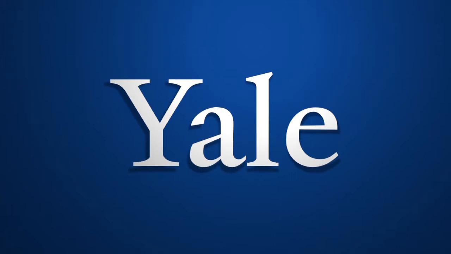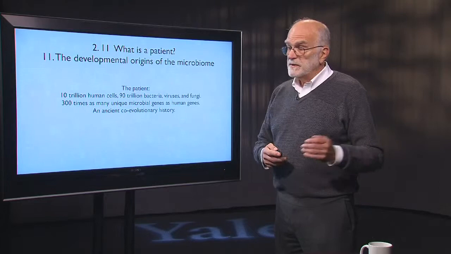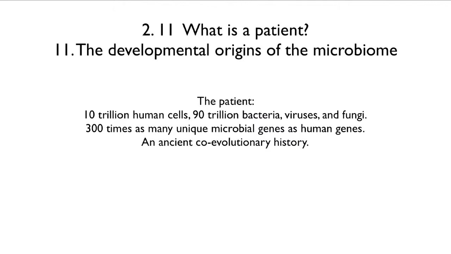Let's take a final look at what a patient is. You and a patient are only about 10% mammal by cell count. A patient consists of about 10 trillion mammal cells and about 90 trillion bacteria, viral, and fungal cells. Moreover, in that assemblage, which we call the microbiome, there are about 300 times as many unique bacterial genes as there are human genes in the human body. This assemblage has an ancient coevolutionary history.